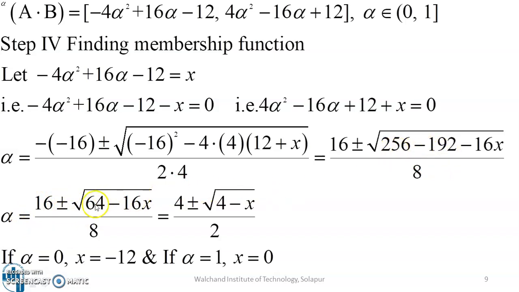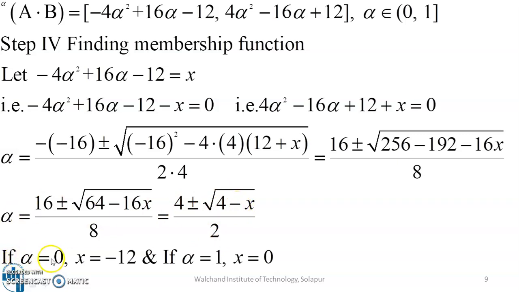256 minus 192 is 64, minus 16x as it is, divided by 8, that is equal to 4 plus minus square root of. Now this 4 is due to the fact that from these two terms we can take 16 common, and square root of 16 is 4. Now from these two terms taking 4 common, we get 4, and 4 divided by 8 is 2, and plus minus square root of. Once we take 16 common, the remaining quantity is 4, and the remaining quantity is minus x.